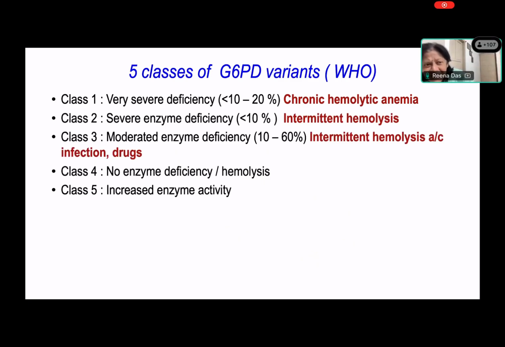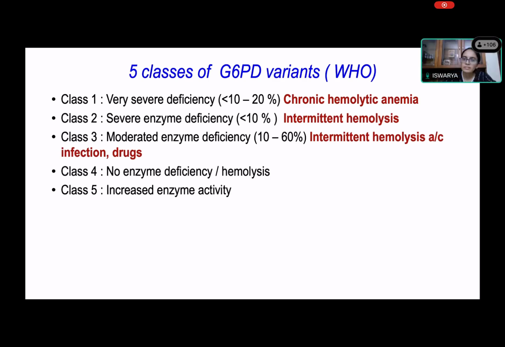The commonest one we can see is class 3. This is the moderate enzyme deficiency where you get intermittent hemolysis, and there's an acute exacerbation because of either infection or drugs. So this is the more common one, but very severe deficiency can give rise to chronic hemolytic anemia of the non-spherocytic type. Usually the children will present very early in age. So this is not a very common condition, the class 1. Class 3 is much more common, and it is the type of G6PD deficiency which is more commonly seen in India.